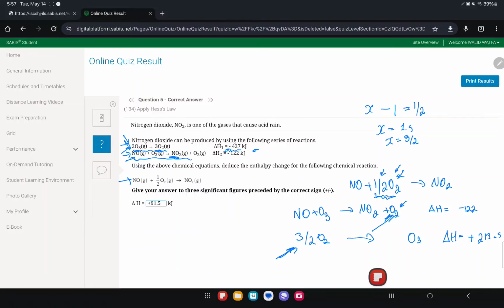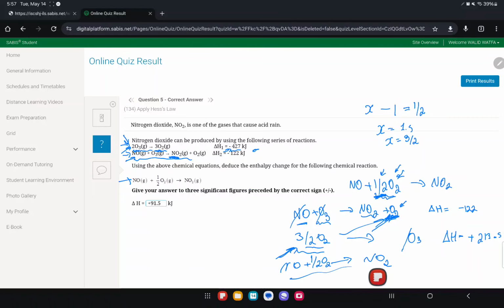213.5, yeah, 213.5 positive. Okay, so now we can start canceling, right? O3 can cancel with O3. 3 over 2 O2 minus 1 O2 gets me 1 over 2 O2. NO can't cancel with anything, so I just bring it down. NO2 also I can't cancel with anything, so I just bring it down.